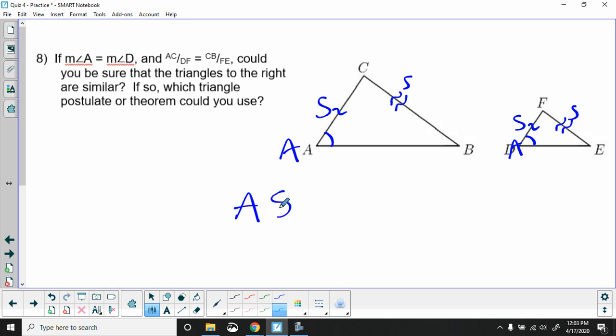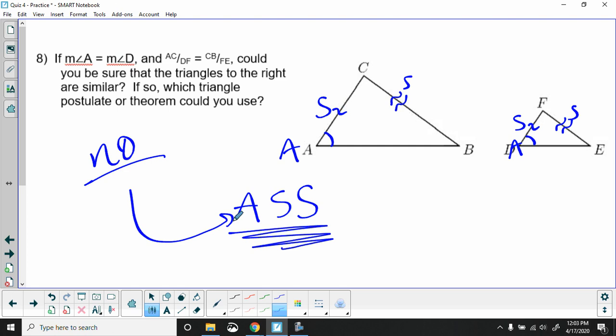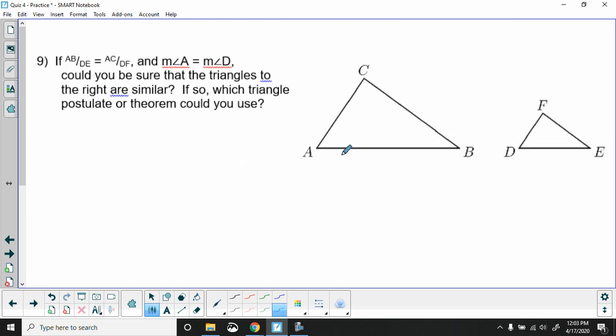And so no, not similar, because we spelt the bad word. Again, mark what's given. So AB, squiggly worm. DE, squiggly worm. AC, 2 squiggly worms. DF, 2 squiggly worms. Again, I'm getting them right here.